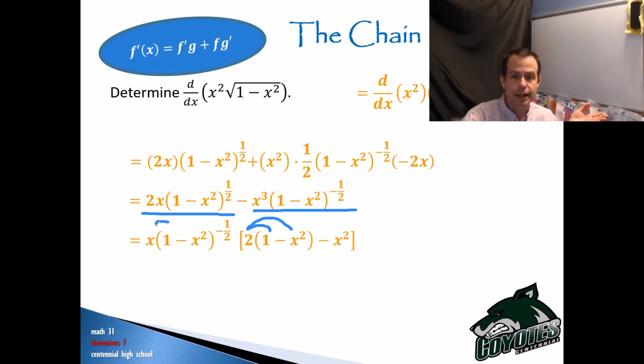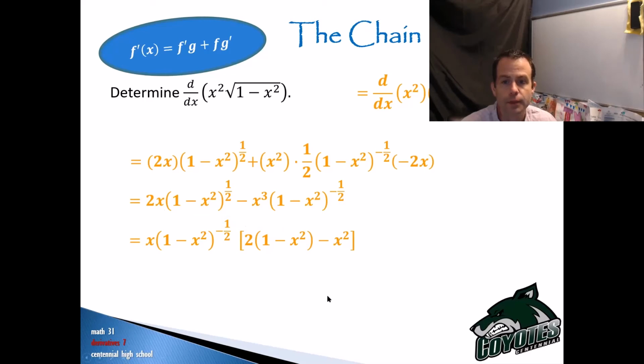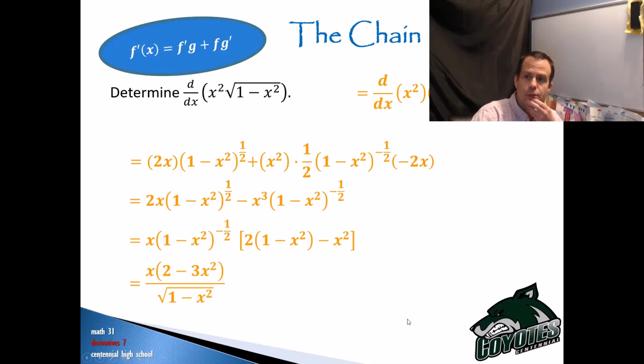And then this guy here, I can move to the bottom because he's a negative exponent. Okay. And so that leaves me with this guy. So x times 2 minus 3x squared. I had said negative 3x squared plus 2, same thing. And then this guy moved to the bottom. So that's how I have the root of 1 minus x squared on the bottom. Okay. All right, good. Let's do another one.